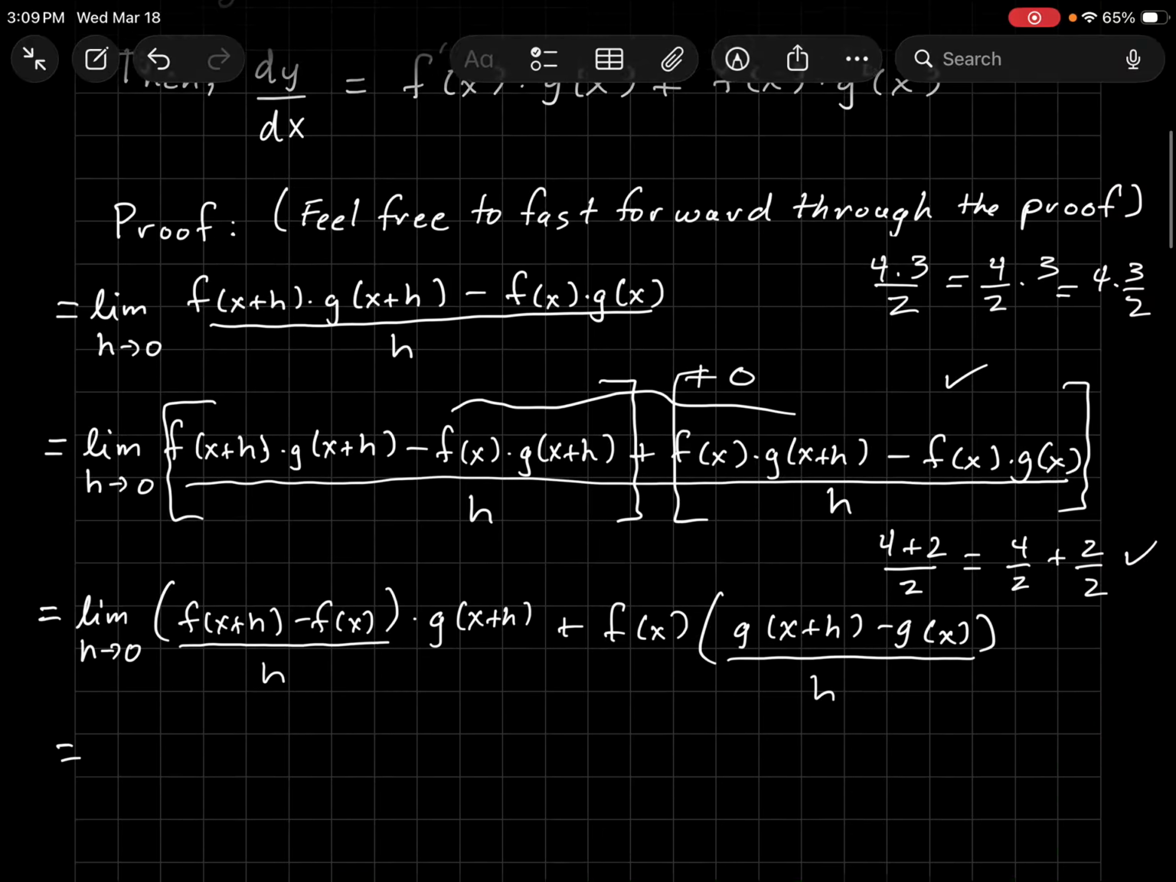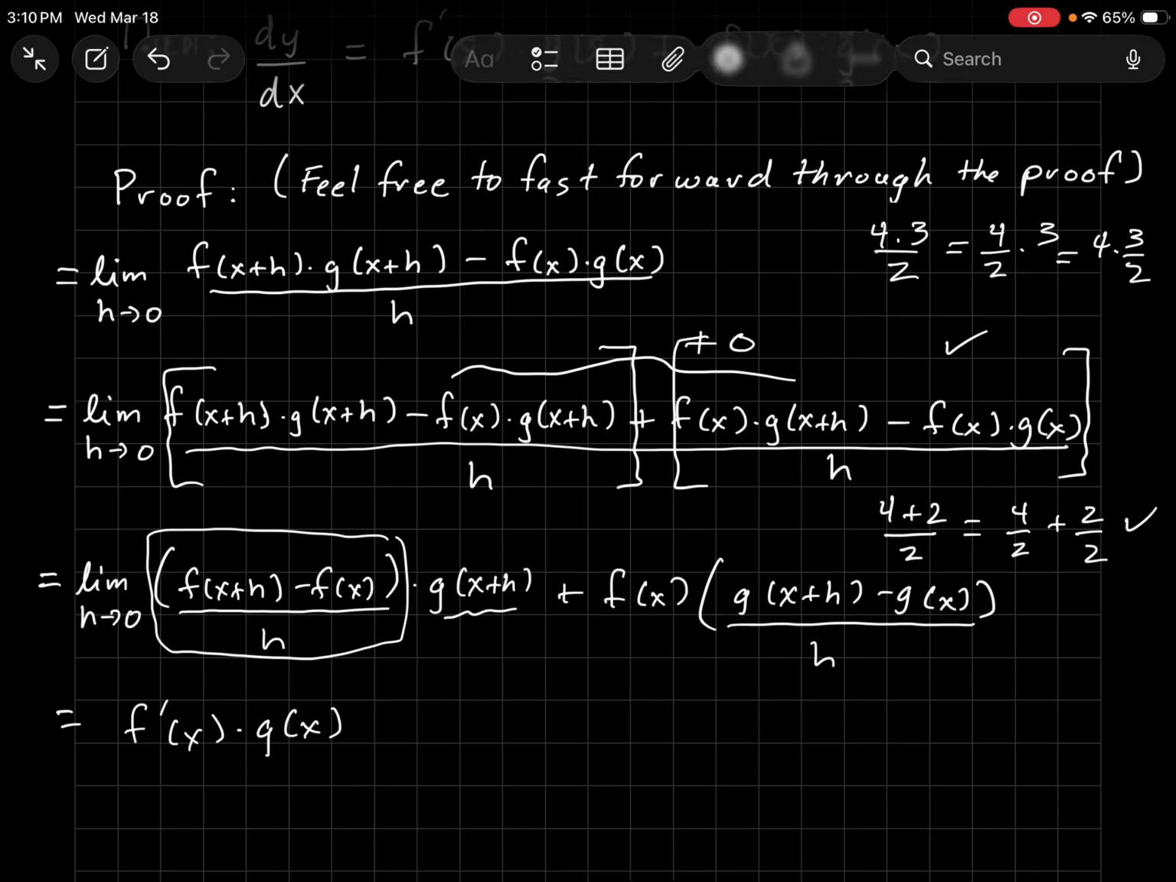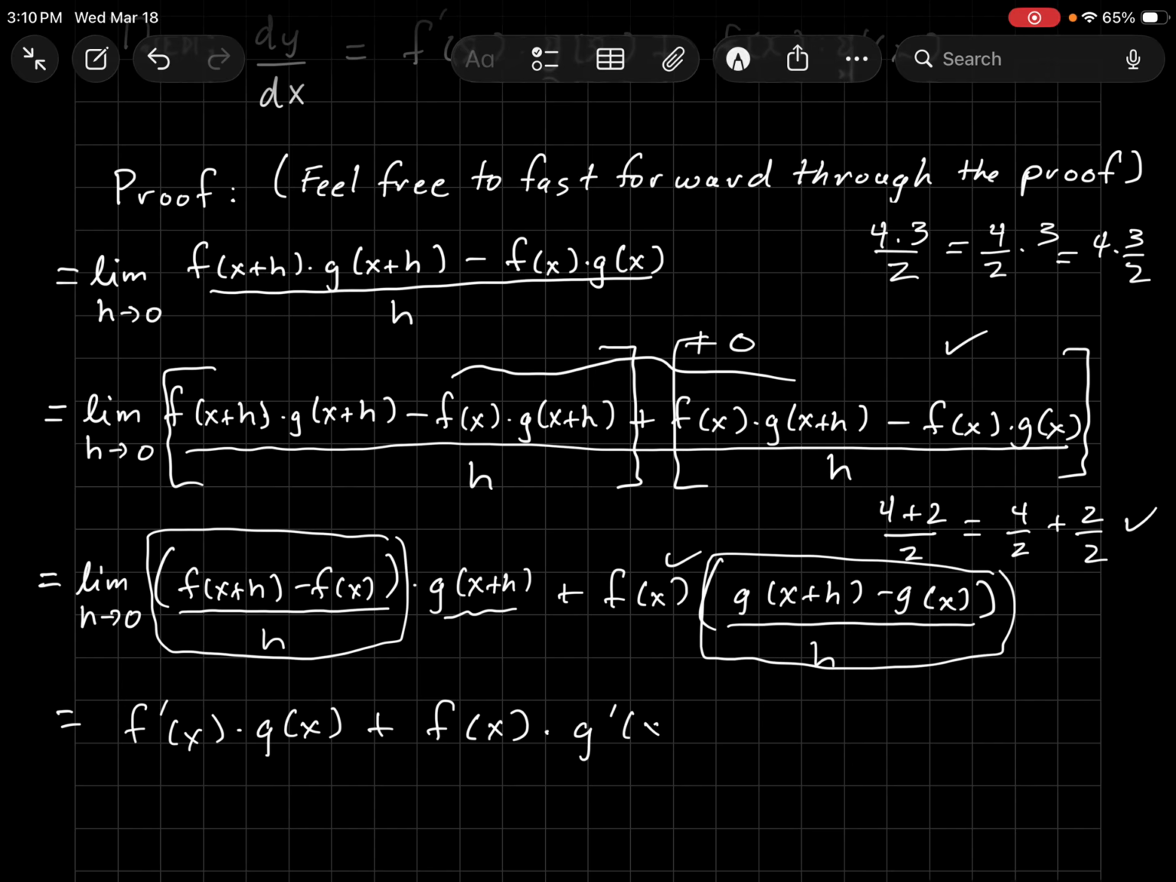How does this help me? Well, let's take a look. This part right here, as h goes to 0, is f prime of x by definition. This part here, as h goes to 0, is g of x, because it's g of x plus 0, essentially. And then plus f of x right here. And then this piece here, as h goes to 0, is the definition of g prime of x. And that's where the product rule comes from.